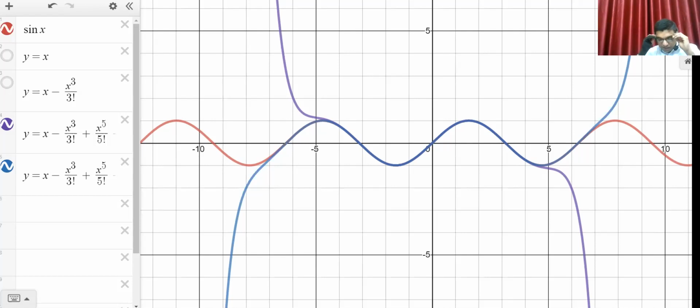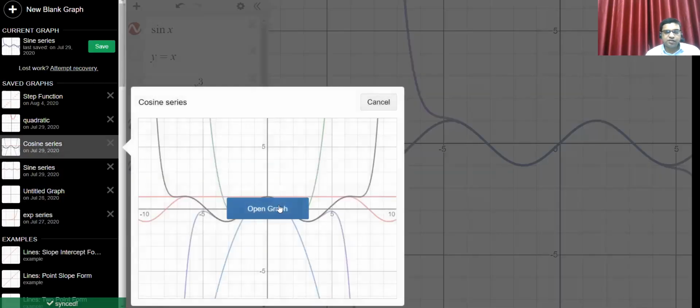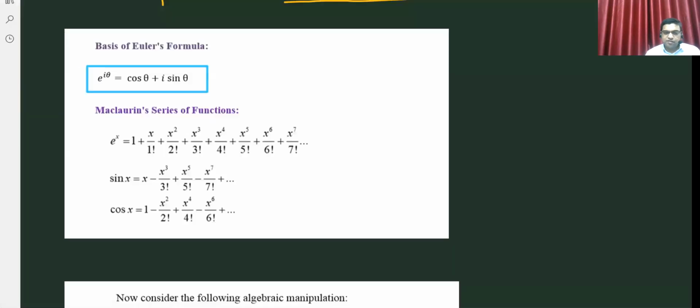So this is an amazing revelation in mathematics and graphs, this Maclaurin series expansion, from the Taylor series and from there Maclaurin series, an application of derivatives you will learn. Similarly, this was the sine series. Now look at the cosine series. It is 1 minus x square by 2 factorial plus x power 4 by 4 factorial minus x power 6 by 6 factorial, and so on, right?